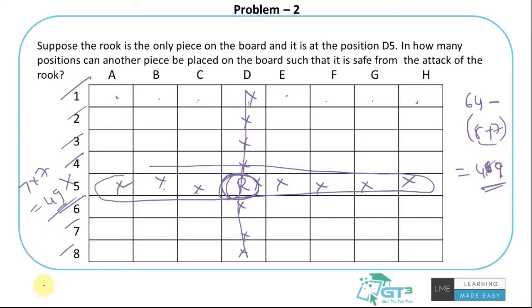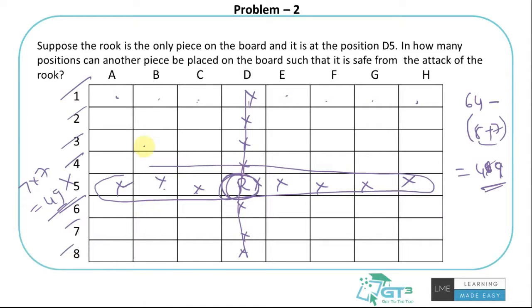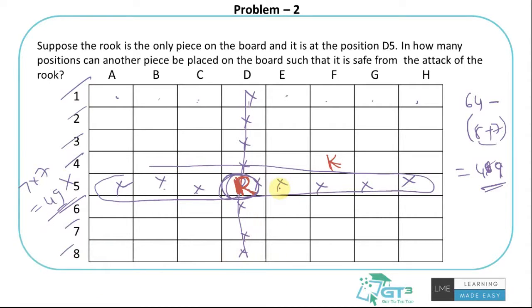So let's add a bit of complexity just for the discussion's sake. Let's say there is one more piece that is my king here, okay? The rook and king are of the same team. Let me write like this. Now if I am trying to figure out how many places I can put the opponent's king such that the game is not done, that is, it's not the checkmate position.